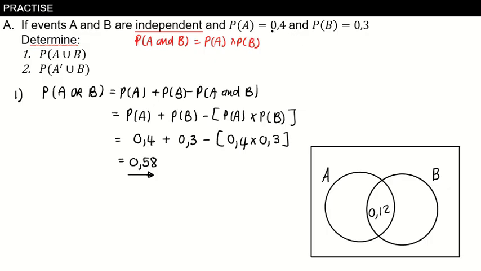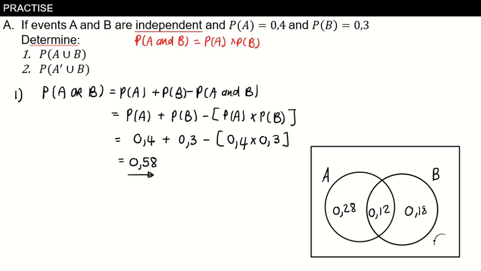Now, since we know that probability of A is 0.4, we already took 0.12 from the 0.4, which means what is left is 0.28. The same with probability of B. We know that this entire circle is 0.3. We already took 0.12 from it. So what is left is 0.18.